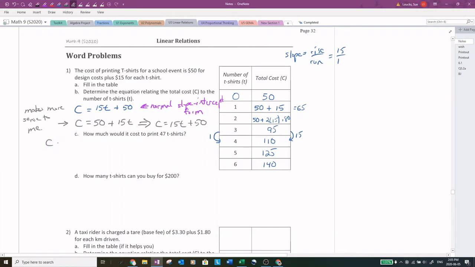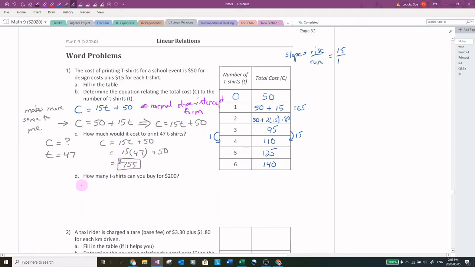All right. Okay, how much would it cost to print 47 t-shirts? So we've got cost and we've got the number of t-shirts. Those are the two variables we have in this situation. And we're looking for the cost. Our t is 47. So cost equals 15t plus 50. So it equals 15 times 47 plus 50, and that equals $755. So there's our answer to that question.